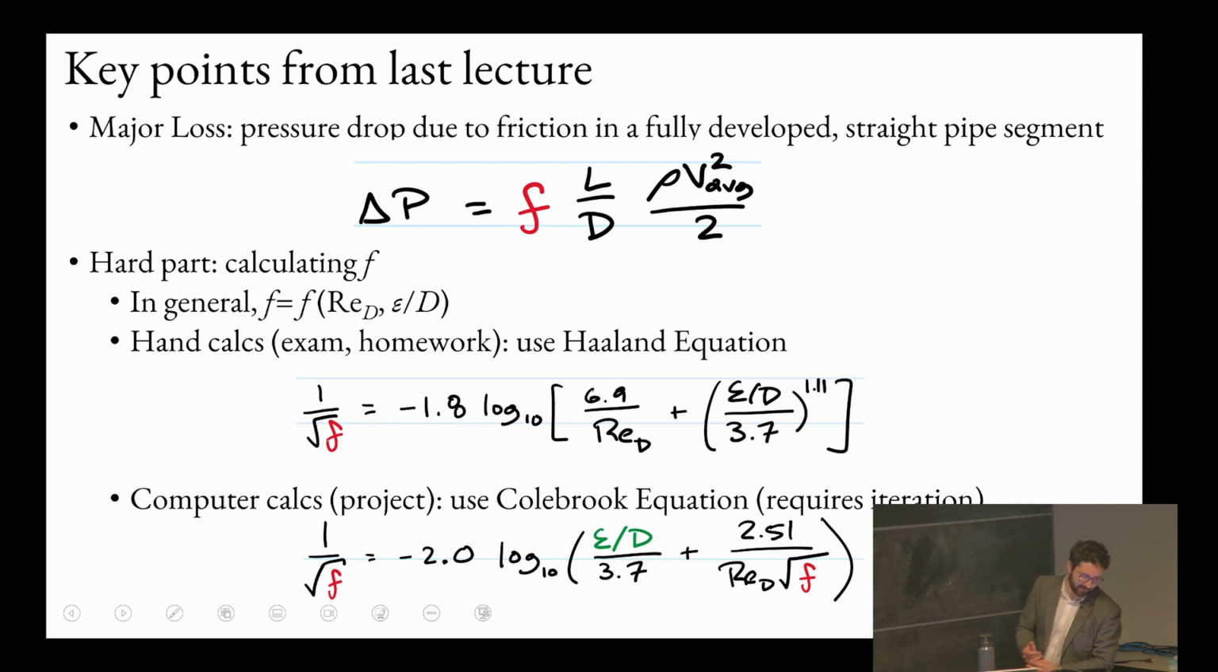We have a couple of different methods. The hard part in major losses is calculating the friction factor. So we have a couple of different methods to do that. I recommend for hand calculations, like on an exam or homework, to use the Haaland equation because it's explicit in f. But for computer calculations, such as your project, you're supposed to use the Colebrook equation, which requires iteration.